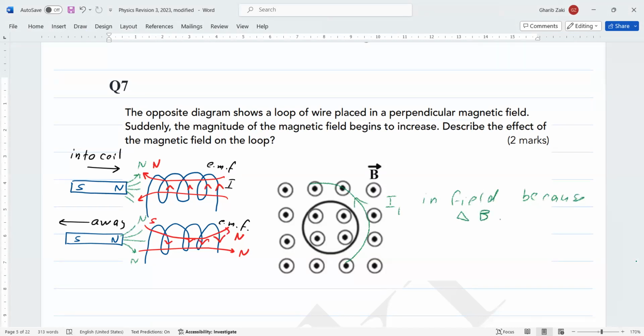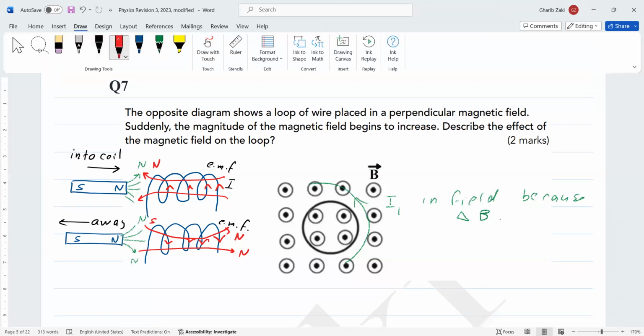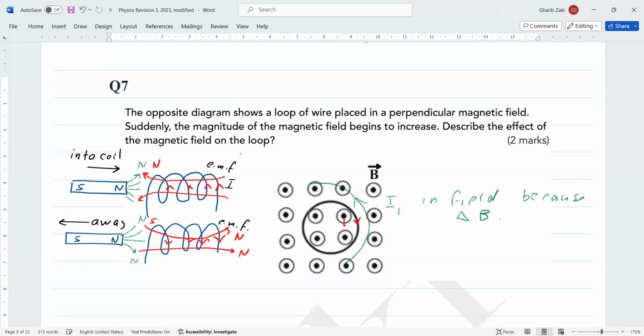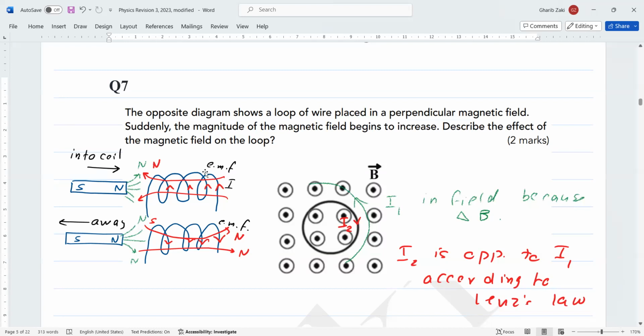But according to Lenz's law, the induced current in the loop is opposite to the change that causes it. Then we have the current I2 in the loop. So I2 is opposite to I1, according to Lenz's law. Do you understand? So the EMF induced in the loop is clockwise.